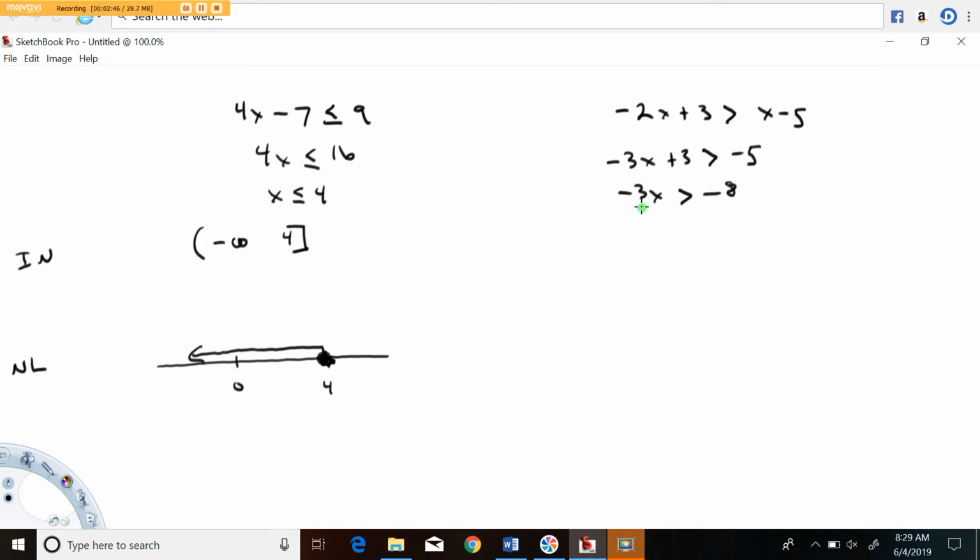Then we divide both sides by negative 3. Now when you divide by a negative, that reverses the inequality direction. So now we're going to have x less than negative 8 over negative 3, which is 8/3. All right, so in interval notation, we are from 8/3, not including the 8/3, and this says left, so we're going to minus infinity.